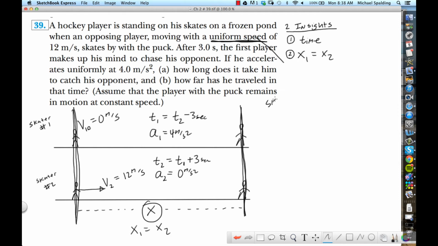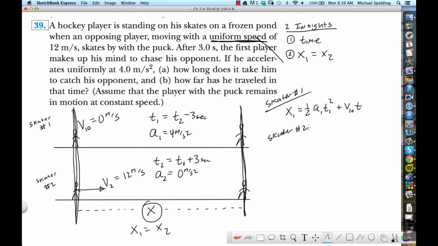So for skater number 1, x1 equals 1/2 acceleration 1 t1 squared plus v1 initial t. That's the first kinematic equation. And by the way, the first kinematic is the most commonly used of the 4 motion equations. I don't know why, it seems to solve the most problems. So when in doubt, try that kinematic first. Now, skater number 2.